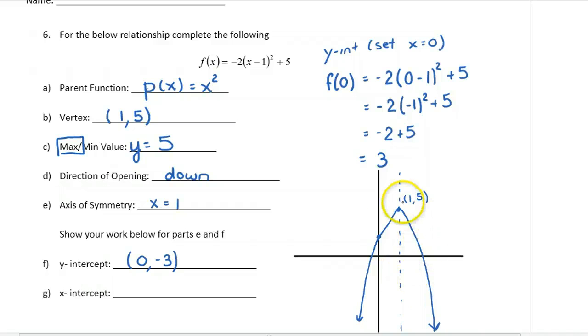I confirm that this is correct because it opens down. I see my maximum is at 5. I have my correct y-intercept, which I should actually put in here. Oh, I made a mistake, didn't I? Here I put the y-intercept as -3, and the y-intercept is actually 3. The sketch saved me.